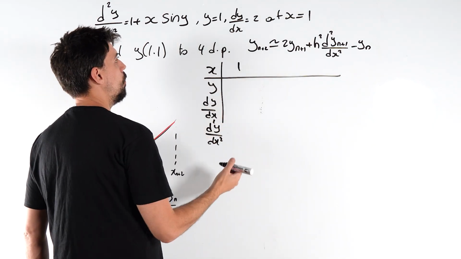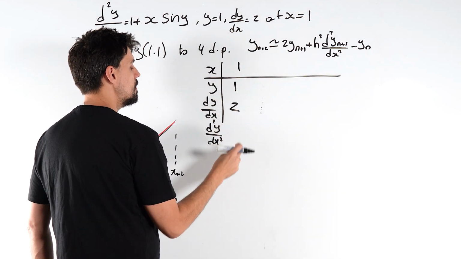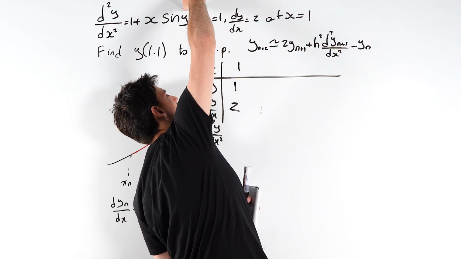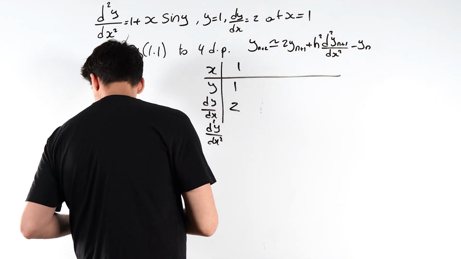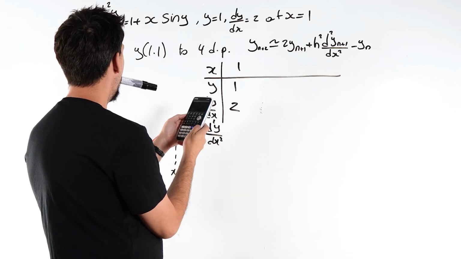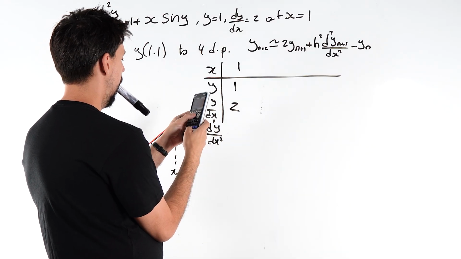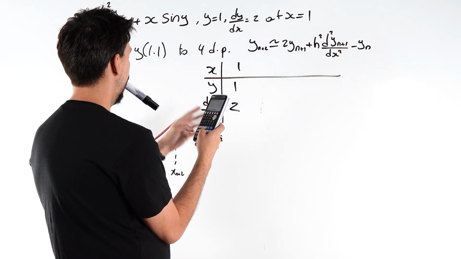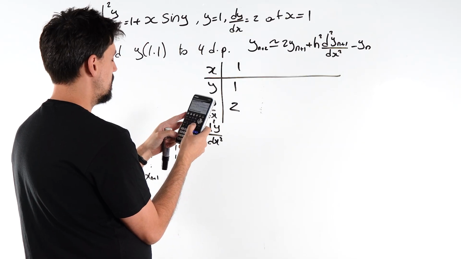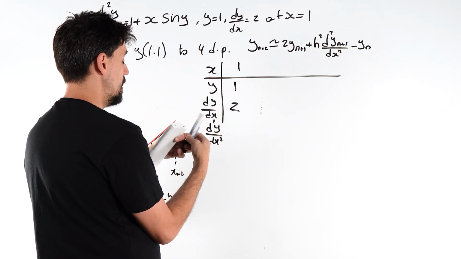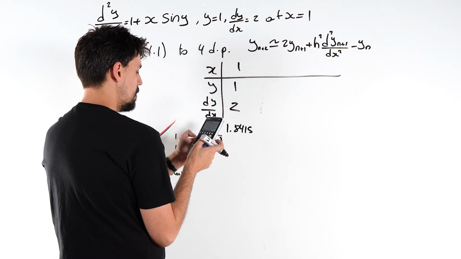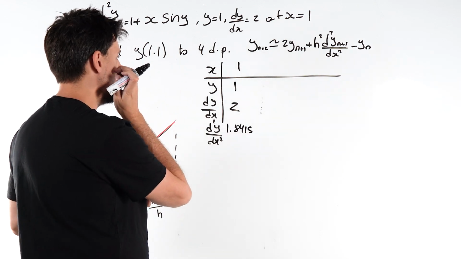Right, so we know what's going on at 1. We know that y is 1, y dash is 2, and in fact I can get the d2y dx squared, because I have this formula. The second derivative is 1 plus x times sine of y, which is sine of 1, apparently 1.8415. I'm just going to store that as the exact value. I've rounded that a little bit, but let's go.